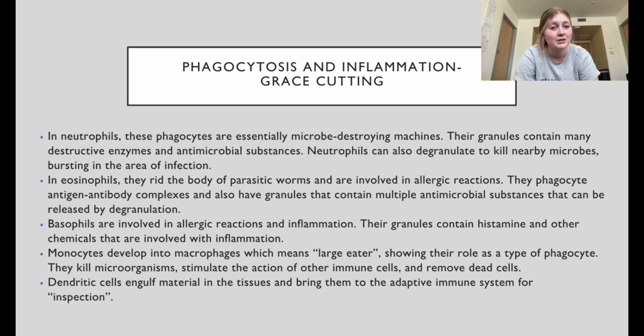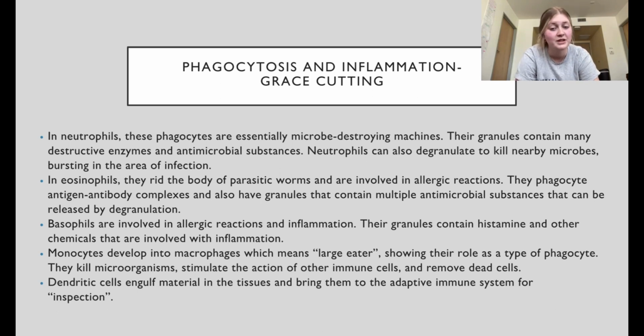Basophils are involved in allergic reactions and inflammation. Their granules contain histamine and other chemicals that are involved with inflammation. Monocytes develop into macrophages, which means large eater, showing their role as a type of phagocyte. They kill microorganisms, stimulate the action of other immune cells, and remove dead cells.